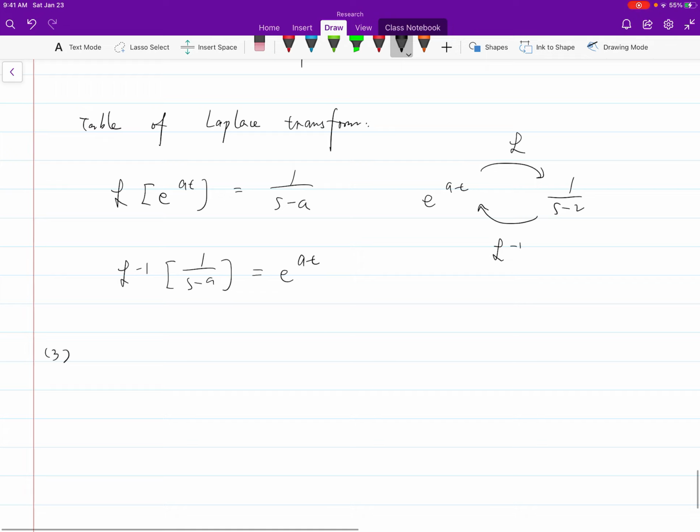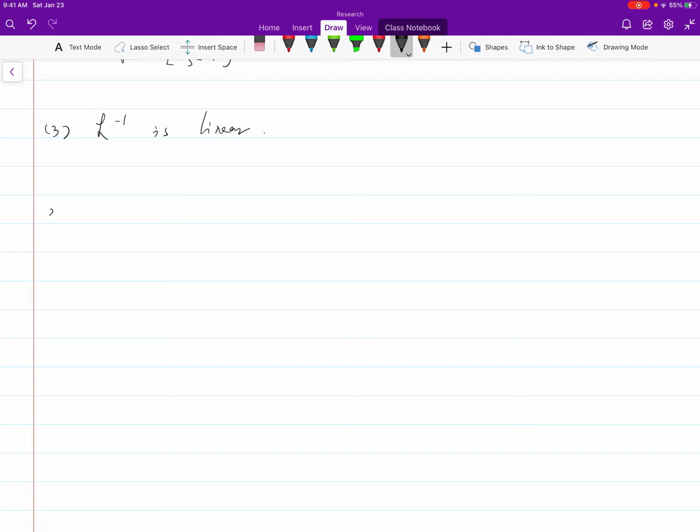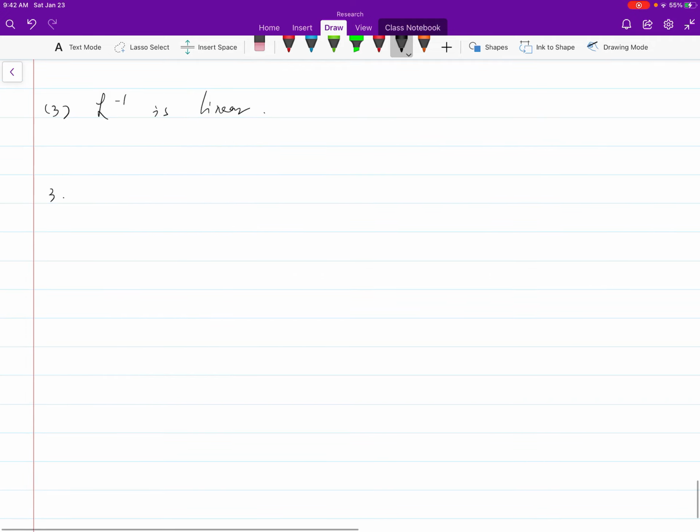Okay, so we can do it. Number 3 is, of course, it is linear. Let's be more precise. L inverse is linear. It's in the same spirit of L is linear. So the inverse is doable. Finally, with all of this setup, we assume the function is at most exponential, we assume we had linear properties and the derivative properties for L, and then we have the inverse Laplace transform. Finally, we can solve initial value problems using the Laplace transform.